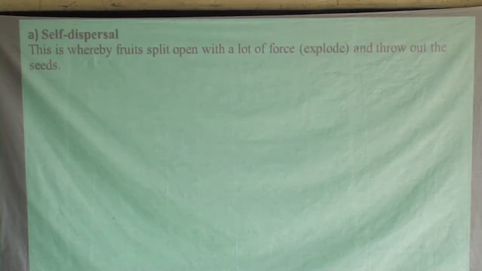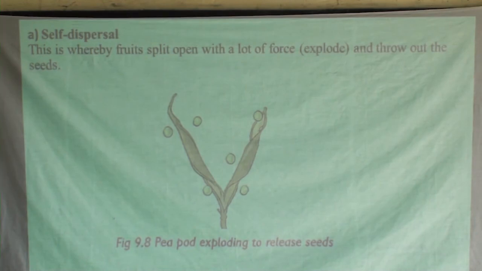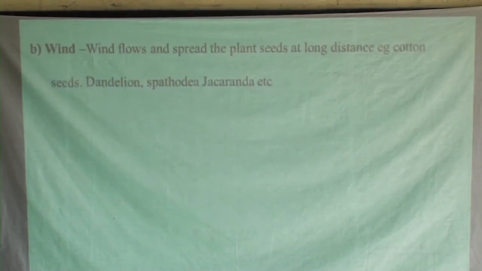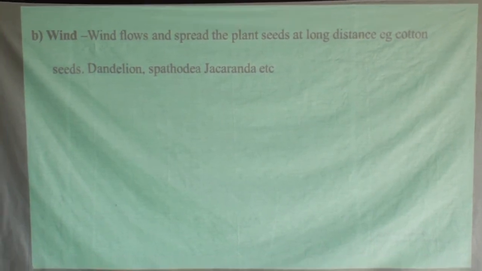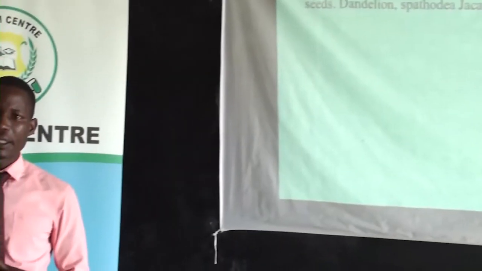Having looked at seed dispersal, the agents and the features of each agent, this brings us to the end of our lesson today. So today's lesson, we have majorly covered two things. Remember, we looked at fertilization, how the ovules and the pollen grains fuse. This was very important. And then we looked at what happens after fertilization. We found that the ovules grow into seeds, and the ovary grows into the fruit.